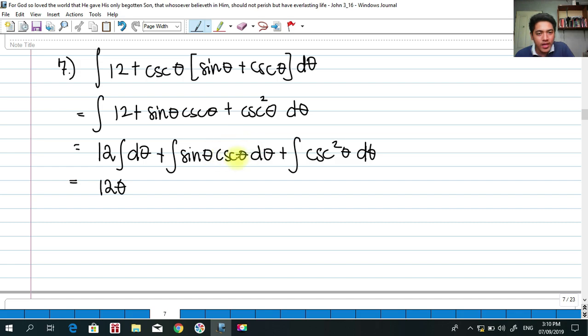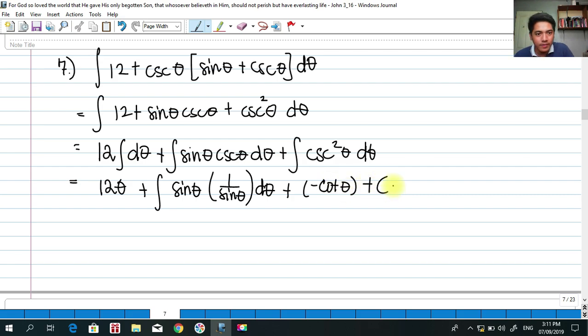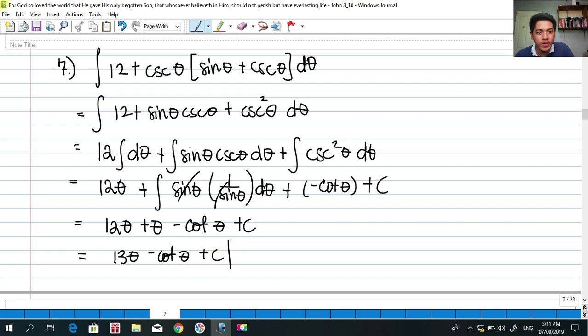But don't you know, class, that by the reciprocal identity, cosecant theta can be written as 1 over sine theta? Okay, that's the reciprocal identity. And the integral of cosecant squared theta is again what? The negative cotangent theta, plus c. So sine theta divided by sine theta is simply 1. So the integral of d theta is simply theta, minus cotangent theta plus c. So 12 theta plus theta is 13 theta minus cotangent theta plus c. So this should be our answer for this example.